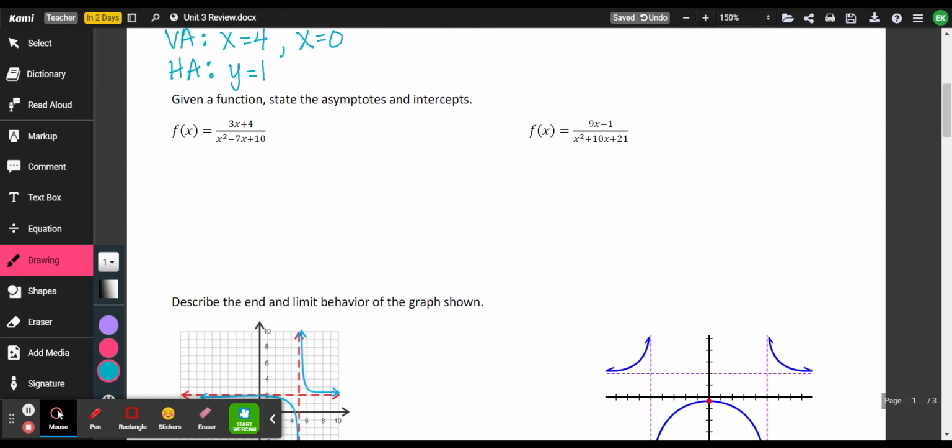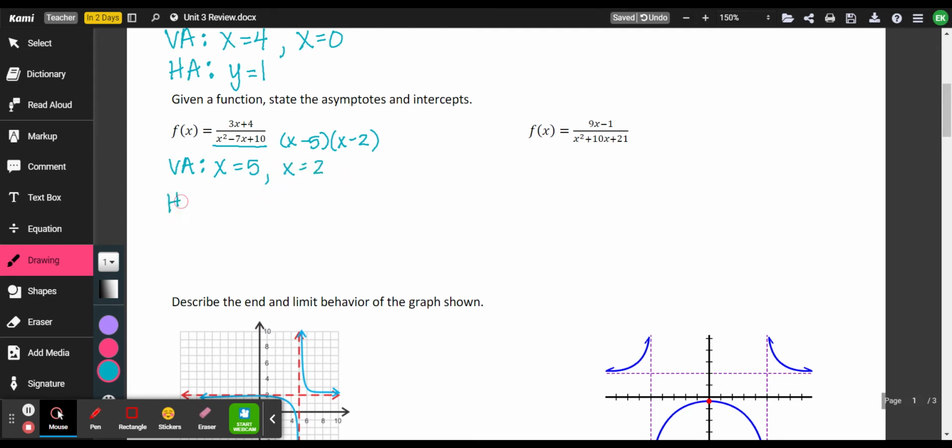Moving on, given a function, we want to state the asymptotes and the intercepts. Now we're going to do this from the function. So let's start with the asymptotes. I'm going to start with the vertical asymptote, which I find by simply finding the roots of the denominator. So if I factor this, I get x minus 5 and x minus 2, which means that my vertical asymptotes are at x equals positive 5 and at x equals 2.